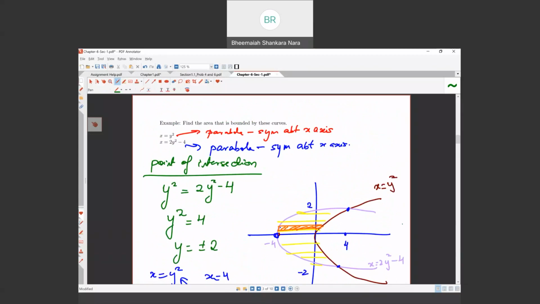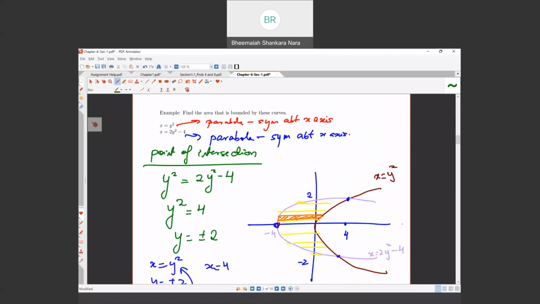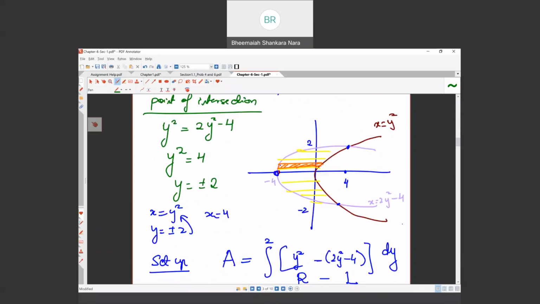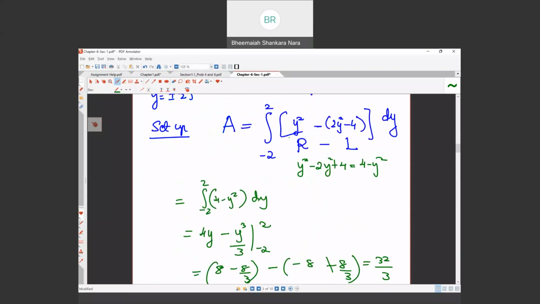So when you choose a horizontal strip, you go with the y-axis. As soon as you write y-axis as the y limits, there is no top minus bottom, but rather you do right minus left. This is your right curve, which is x equal to y square, and this is your left curve, which is 2y square minus 4. Subtract, simplify, integrate, and evaluate the limits.